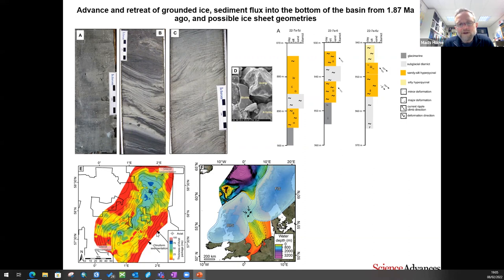And there's a reconstruction in the map in the bottom center of the ice sheets coalescing in the Central North Sea. And this is a familiar picture from the last glaciation and the last three glaciations, but this was 1.87 million years ago. So that is absolutely groundbreaking. I think people who work onshore probably still doubt this a little bit, but we didn't make it up. The landforms are there. The stratigraphy says how old it is, and the core suggests quite unequivocally that these are glacial sediments that have been glacially deformed by a grounded ice sheet. So there you have it, 1.87 million years ago. Next slide, please.